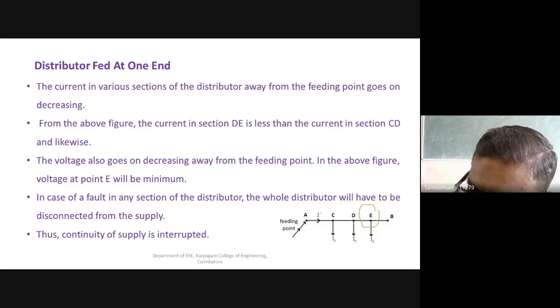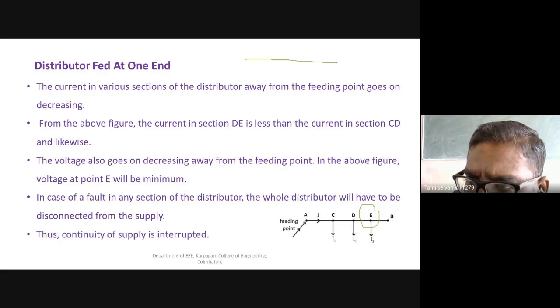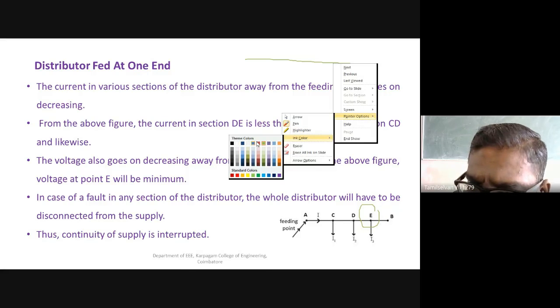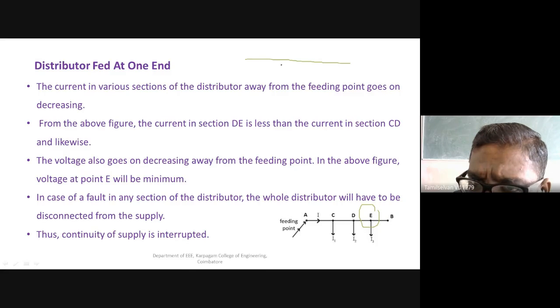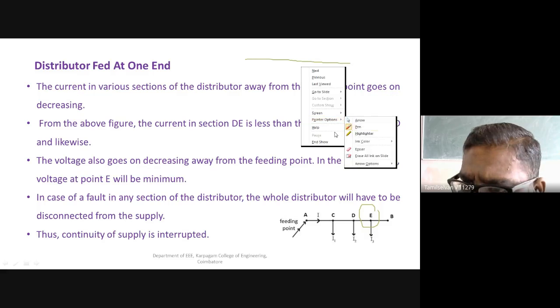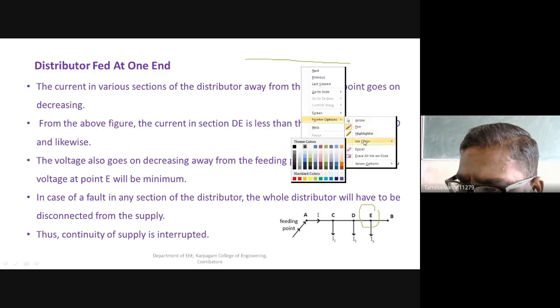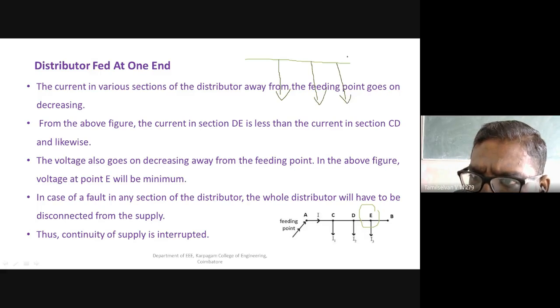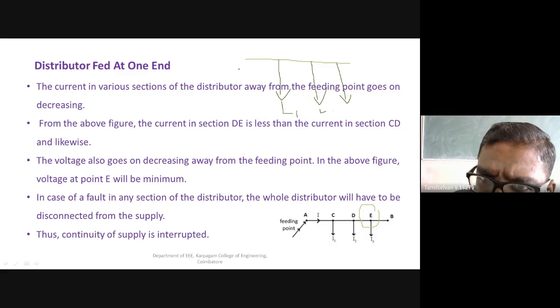If you want to calculate the minimum potential point, suppose this is a feeder. This is my load. I'm tapping the load: load 1, load 2, load 3.